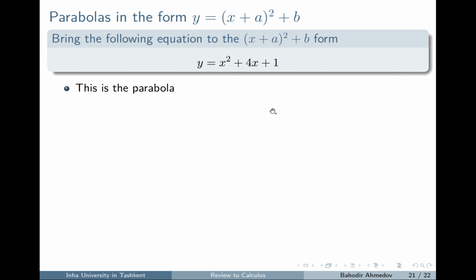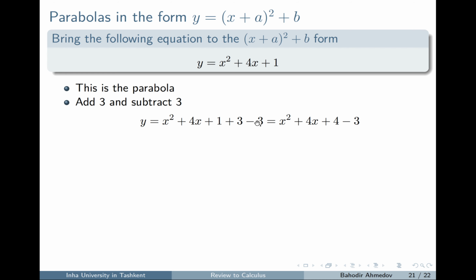So it is better for us to express the parabola in the form a times (x plus b) squared plus c, because it is easier to draw them. Let's say we're given the equation of the parabola in this form. I would like to express this in the square form. In order to do this, I will bring this equation to the full square form. If I just add the 3 and subtract the 3, this expression can be written as x squared plus 4x plus 4, and we see from here that this is simply (x plus 2) squared. So I can write the same equation as (x plus 2) squared minus 3.